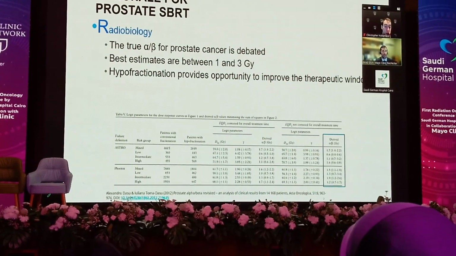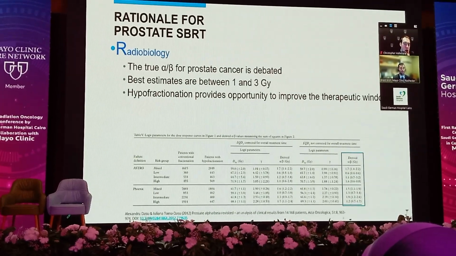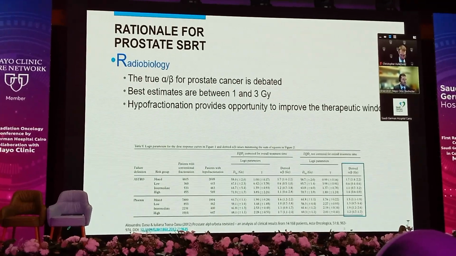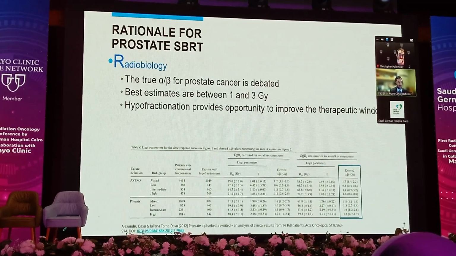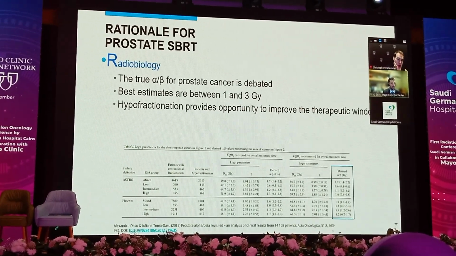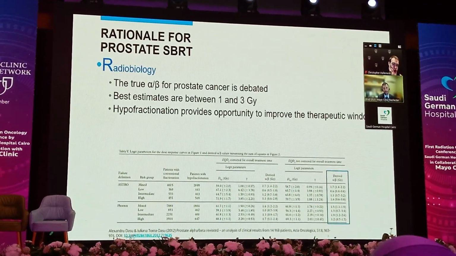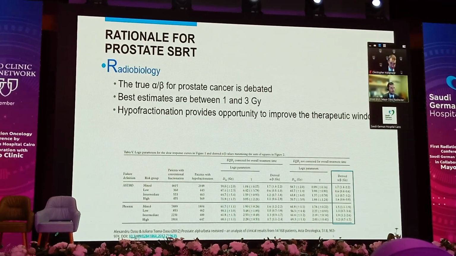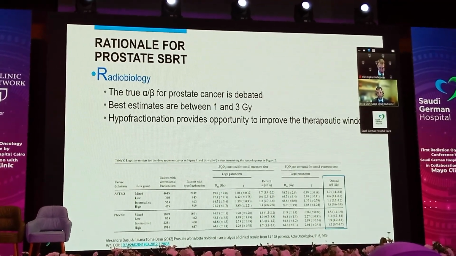So I do think that I typically refer to 4 R's when I think about reasons for prostate SBRT. The first is radiobiology. So there's been a lot of research trying to determine some of the radiobiologic characteristics of prostate cancer as measured by an alpha-beta ratio. While nobody knows what the true answer is, and I'm sure there is some variability from patient to patient and tumor to tumor, the best estimates place this between 1 and 3 gray, and probably between 1 and 2 gray are the most recent estimates.